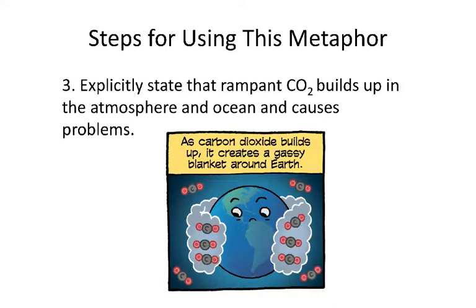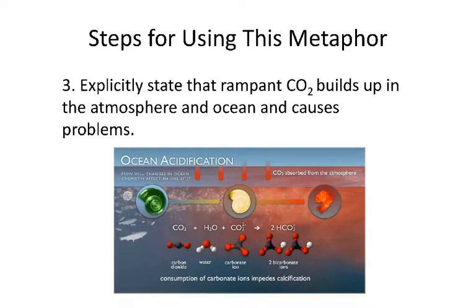Next, just like before with the heat trapping blanket, you want to explicitly state that rampant CO2 is building up in the atmosphere and in the ocean, and it's causing problems. This is a very nice tie-in to the heat trapping blanket metaphor that we talked about, where as that carbon dioxide is building up, it's creating that gassy blanket, our favorite term, around the Earth. So you can talk about how carbon dioxide is creating a thicker blanket. Another thing, as I said, is that this carbon metaphor explains some things that the heat trapping blanket metaphor can't.